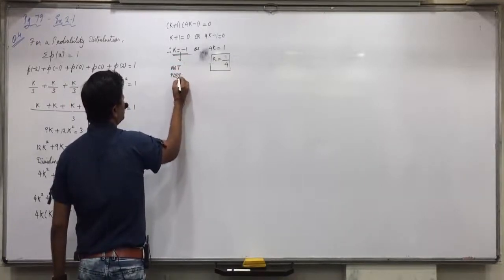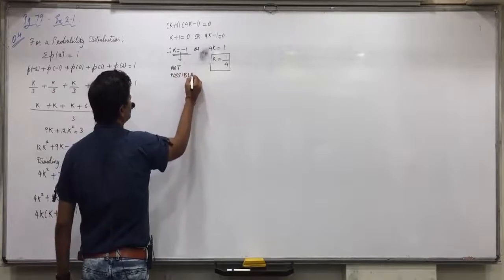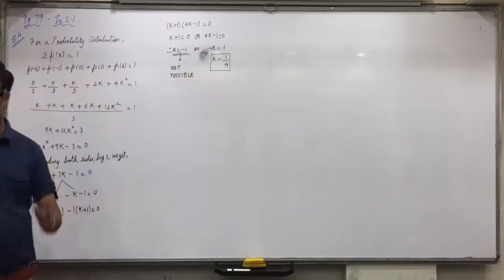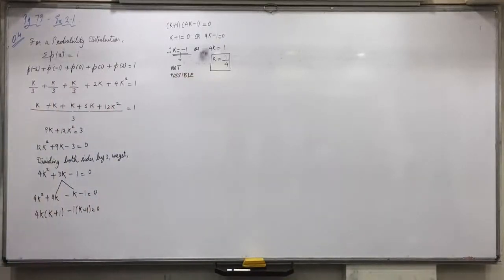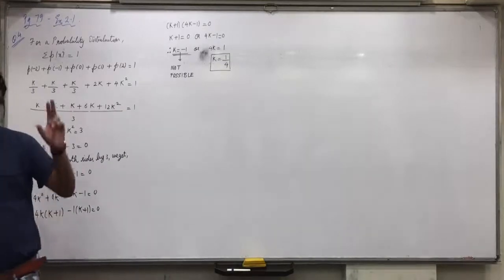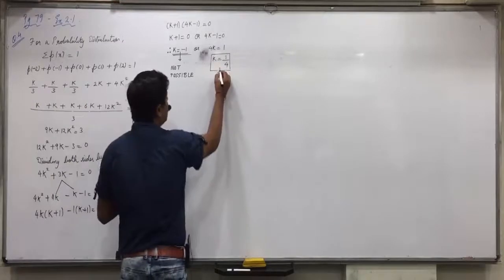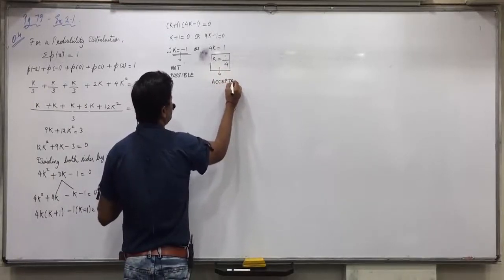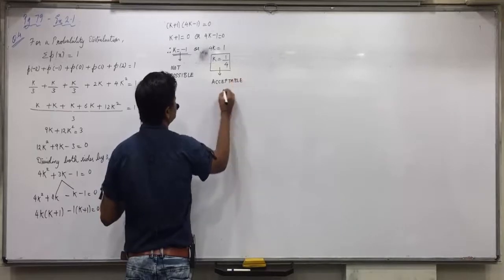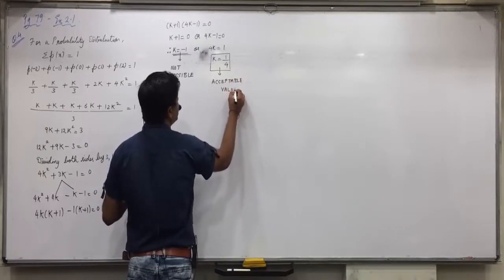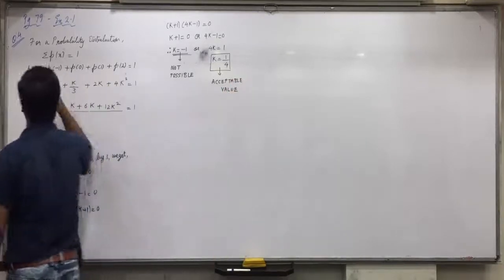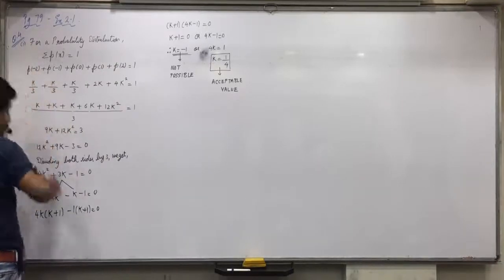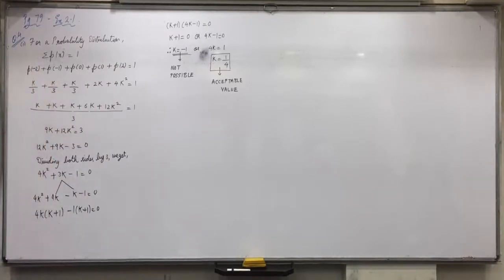And therefore if you read the question carefully, you'll find the language is acceptable value of k. We get two values of k and they are asking you to find the acceptable value. So which one is acceptable? 1 by 4. Did everyone understand this? So first answer is done. This was the first sub question, okay? Now second one.